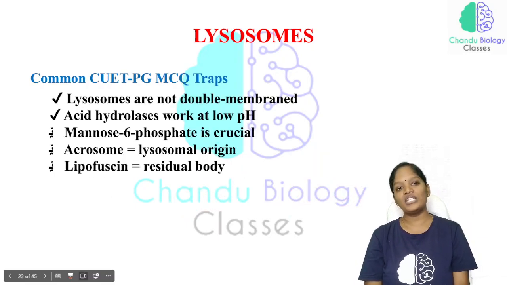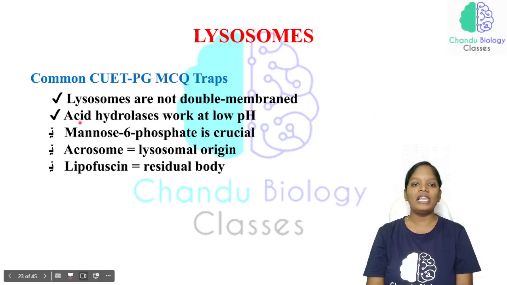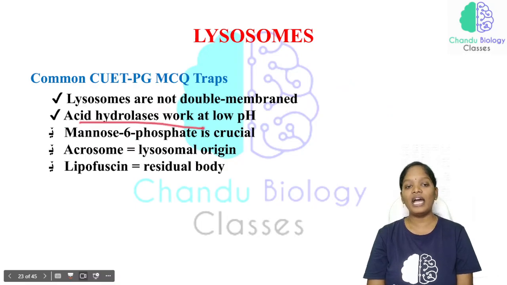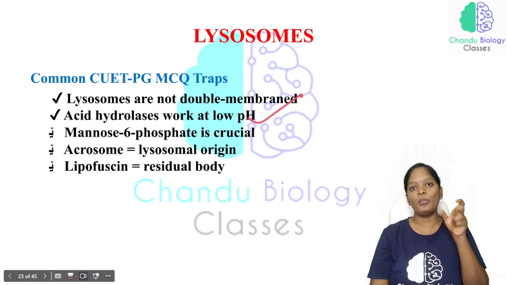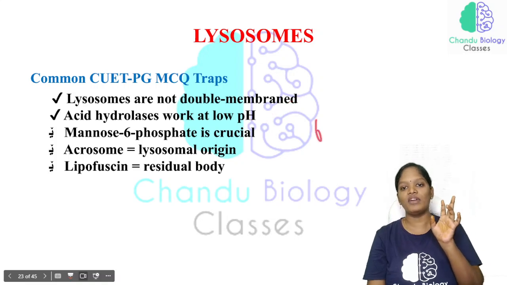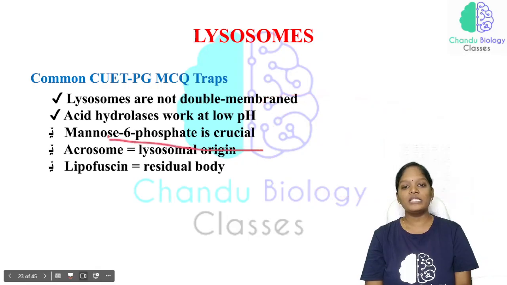In the examination, a very important thing we often come across is that lysosomes are not double membrane bound, they have a single membrane. And lysosomal acid hydrolases work at low pH. Yes, of course it is right. Low pH is an acidic environment, below 7. And mannose 6-phosphate is crucial.